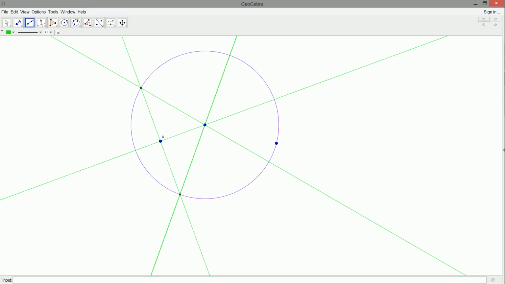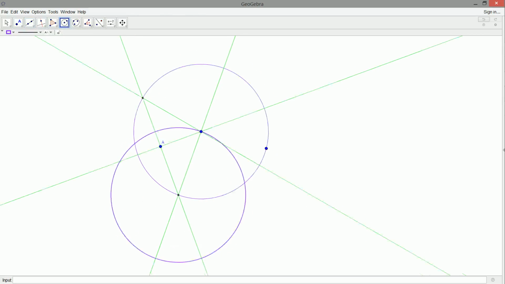that's perpendicular to the lines of these diameters, these lines through the center. Okay. So we can really do this sort of any way we want.